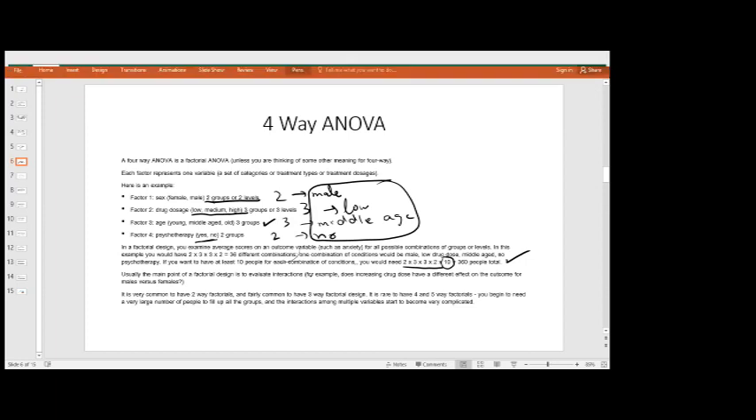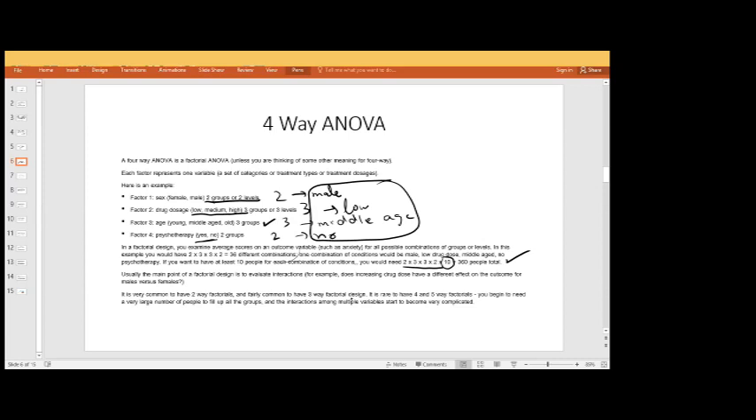Usually the main point of a factorial design is to evaluate interactions. For example, does increasing the drug dose have a different effect on the outcome for males versus females? It is very common to have two-way factorials and fairly common to have three-way factorial designs, but it is very rare to have four or five-way factorials. You begin to need a very large number of people to fill up all the groups, and the interaction among multiple variables starts to occur.